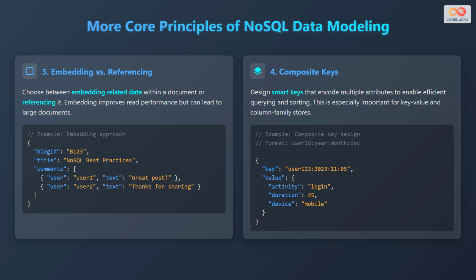Consider composite keys. Design smart keys that encode multiple attributes to enable efficient querying and sorting. This is especially important for key-value and column family stores. For example, for a composite key design, you might format the key as user ID:year:month:day. The value associated with the key would then include activity details, duration, and device information.